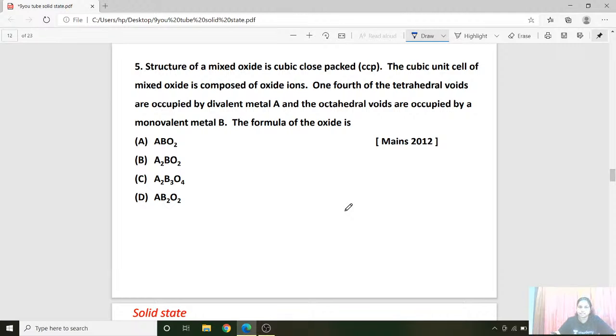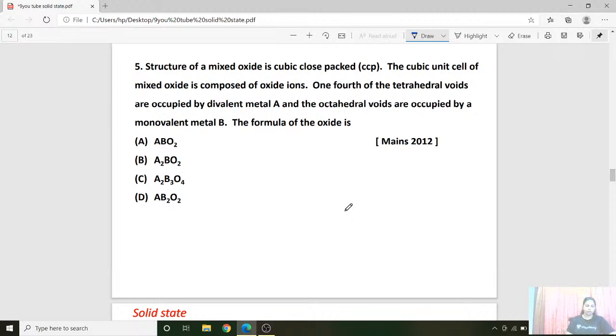Structure of a mixed oxide is cubic close packed. So a mixed oxide is given, which is having a CCP arrangement. The cubic unit cell of the mixed oxide is composed of oxide ions. So in this CCP, there is oxide ion. The oxide ion is forming the lattice, students. 1/4 of the tetrahedral voids are occupied by divalent metal A, and the octahedral voids are occupied by monovalent metal B. The formula of the oxide is.